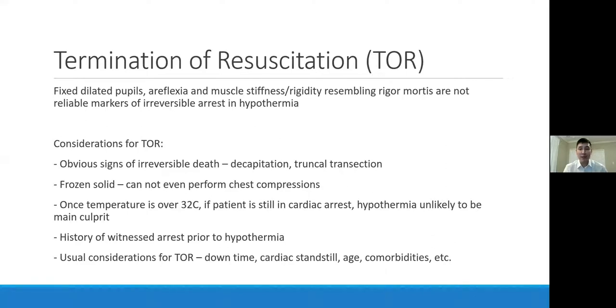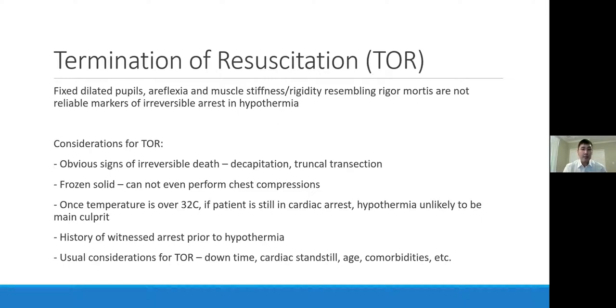Before I start, I want to preface this section by saying that this is an area that doesn't have much high quality data, such as randomized controlled trials. A lot of the recommendations are based on case reports, physiology, and expert opinion instead. So, of course, you would terminate resuscitation if there are obvious signs of irreversible death, such as decapitation or truncal transection. Or if the patient is frozen solid to the point where you can't even perform chest compressions.